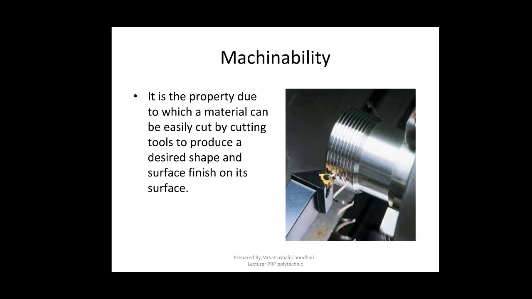Machinability. It is a property due to which materials can be easily cut by cutting tools to produce a desired shape and surface finish. We are getting different screws and nails from metals. That is possible due to machinability, because metals are easy to cut using different machineries like CNC machines, lathe machines, screwdriver. We are able to cut the metal into smaller versions with a desired shape and size.